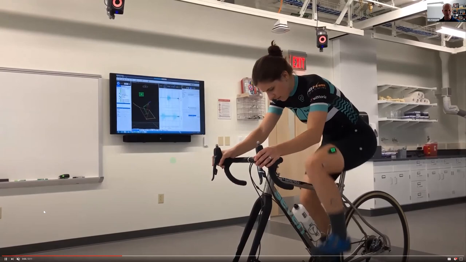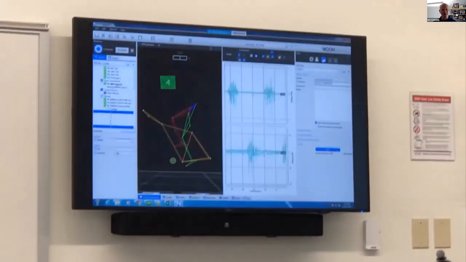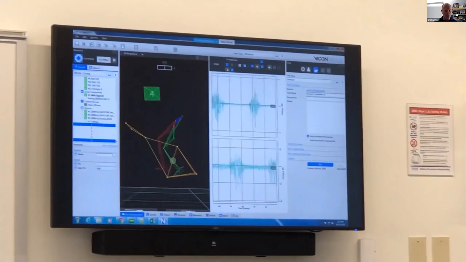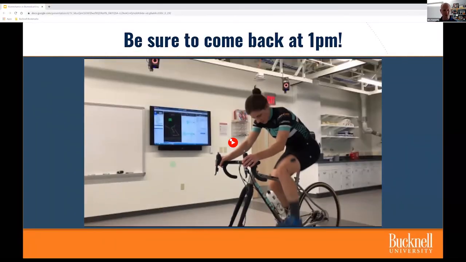Anyway, we're able to put her on the motion capture system. We'll talk a little bit about how this system actually works. The little green things that you see going by, that's actually her muscles firing as she's pedaling. So we can understand how she rides the bike and the relationship between her movement and muscle activity. So a little bit of advertisement for this afternoon.